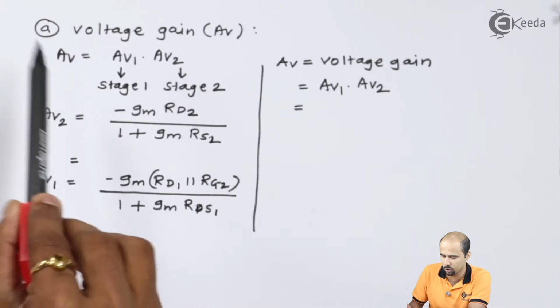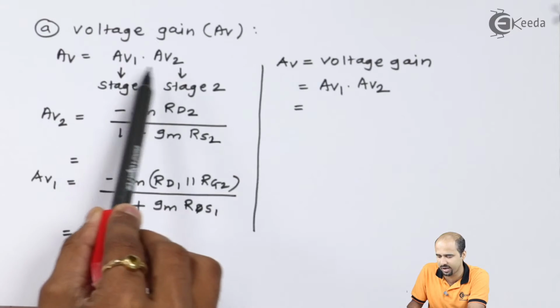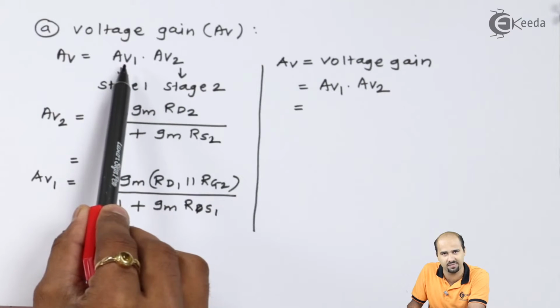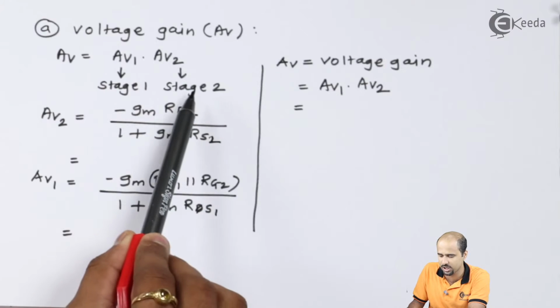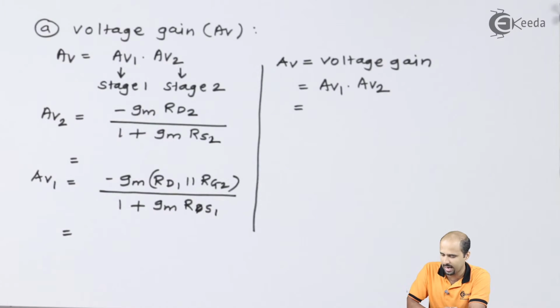As I know that the voltage gain AV is equal to AV1 into AV2, whereas AV1 is equal to voltage gain for stage number 1, voltage gain for stage number 2 is AV2, and you should note that though the stage 1 and stage 2 are identical to each other, I cannot say that AV1 is equal to AV2. There will be some slight change in AV1 and AV2 also.